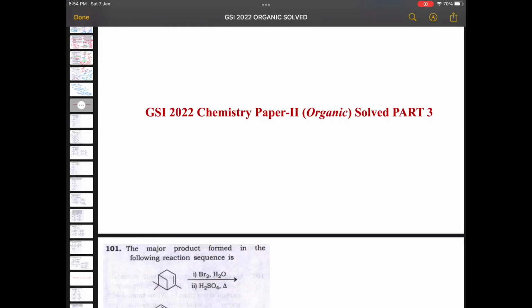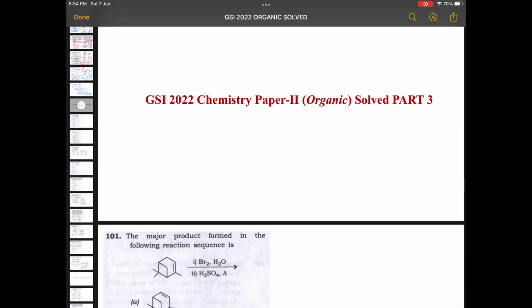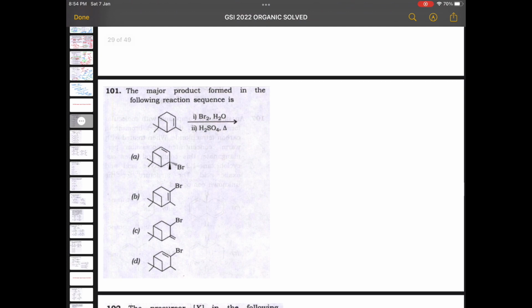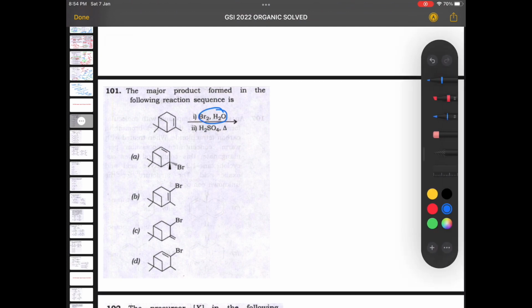Hello everyone and welcome to part 3 of the organic question solution for the GSI 2022 chemistry paper. So the first question, we have been given an alkene and Br2/H2O as the reagent. So obviously Br2/H2O forms HOBr, and bromohydrin formation takes place in this case.